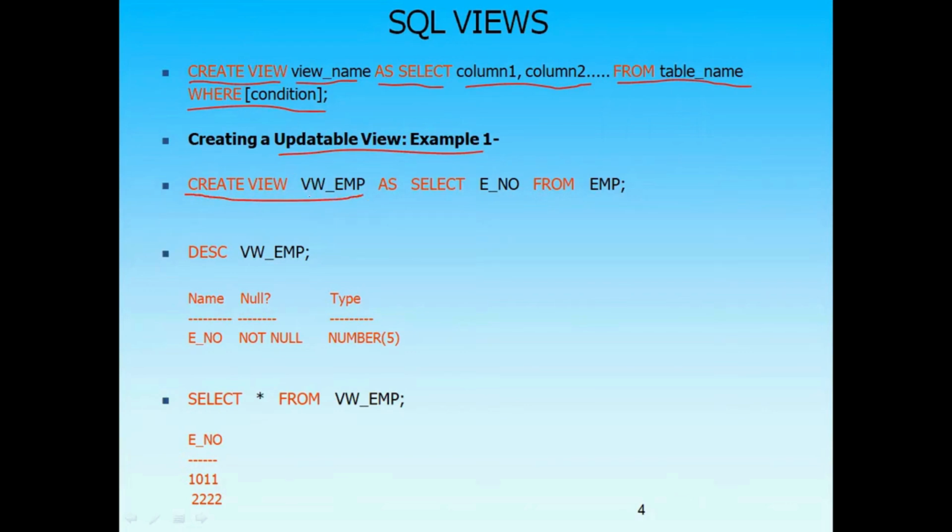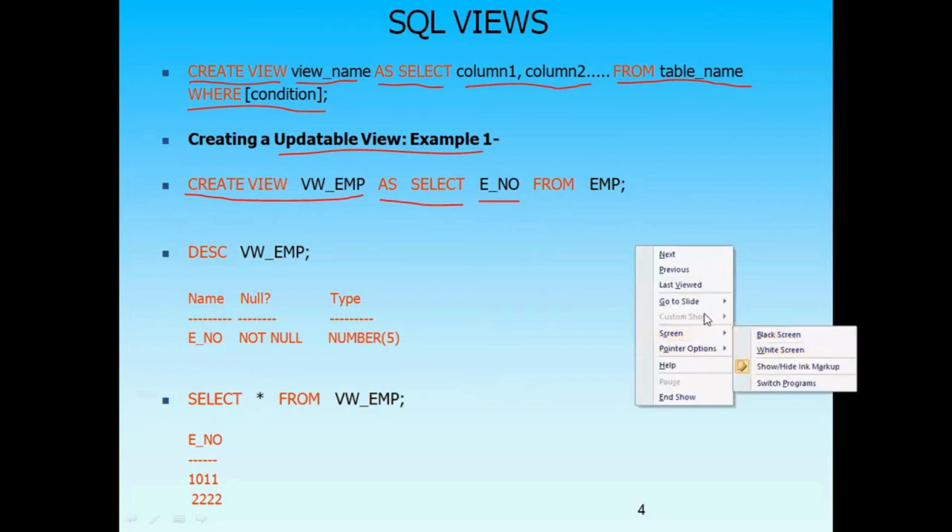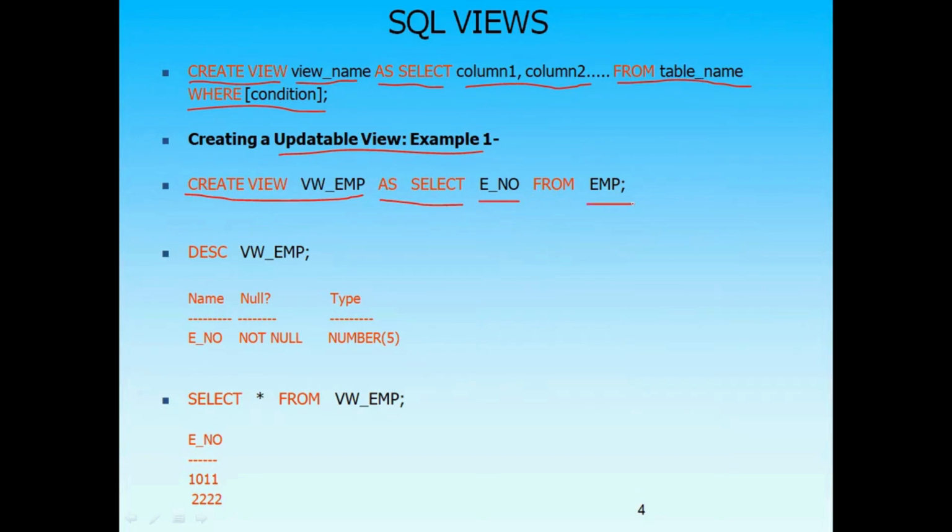My view name is VW underscore EMP. VW stands for view, for example. So here we are discussing the syntax for an updatable view. The syntax is create view name as select employee number from EMP. My table name is EMP. This employee table is actually the base table. From this base table, I want to select only the employee number in my view. This is the simple example we are discussing here, so only one attribute is taken in the view. With that attribute we will discuss how we can perform operations with this view.